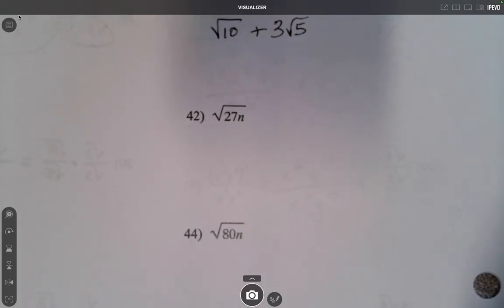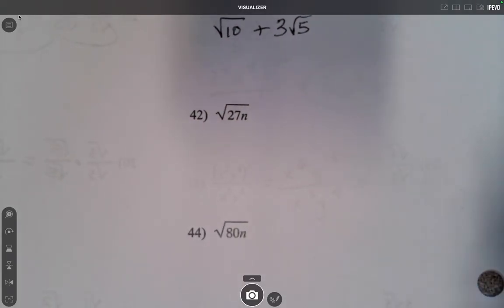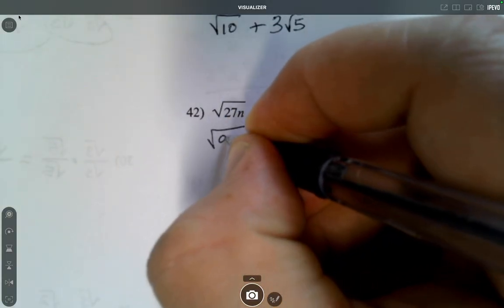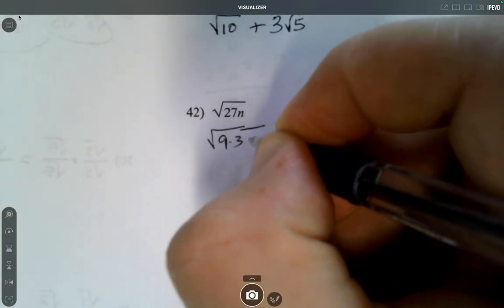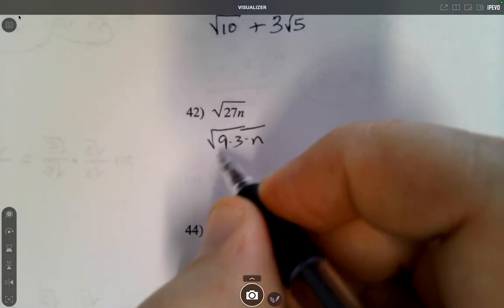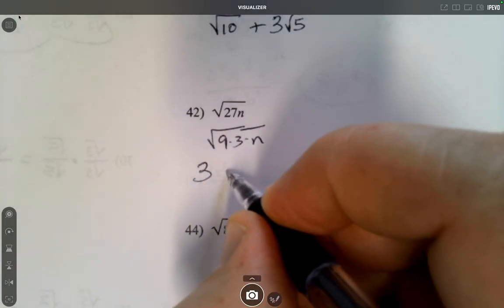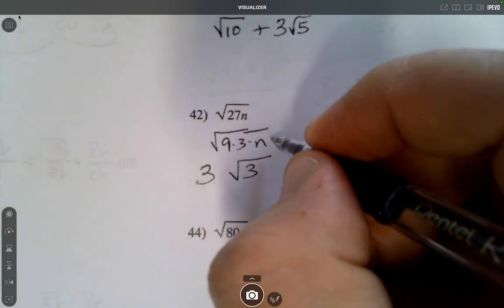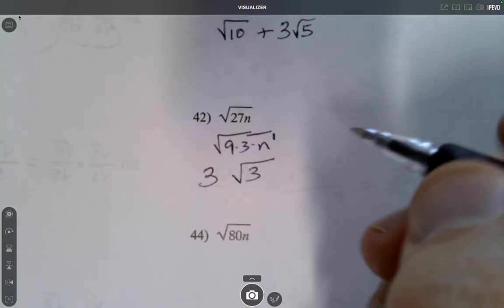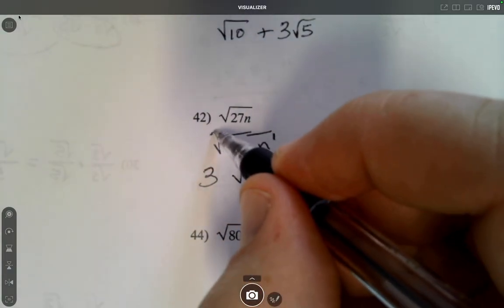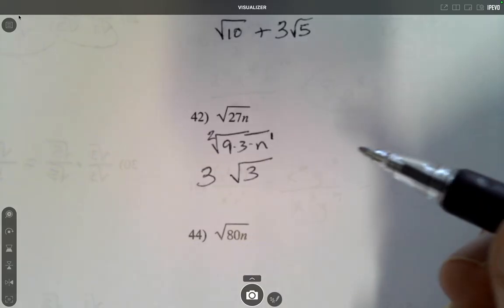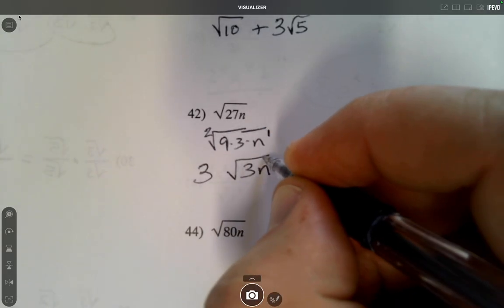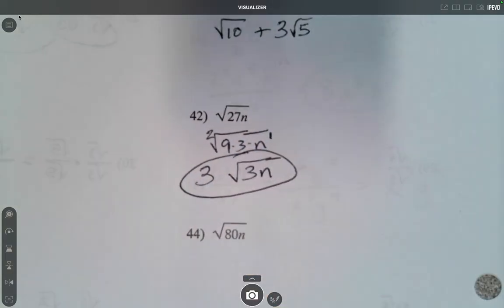Okay, 42. We'll deal with the numbers first on the rest of these, then deal with the variables. So 27 can become 9 times 3. The square root of 9 is 3. This 3 just stays inside. This is into the first. So we say, okay, how many times does 2, the understood 2 right here, go into 1? Well, it doesn't. So we can't pull any ends out. This one end is left inside the radical.